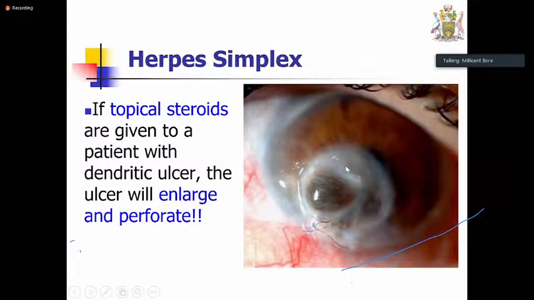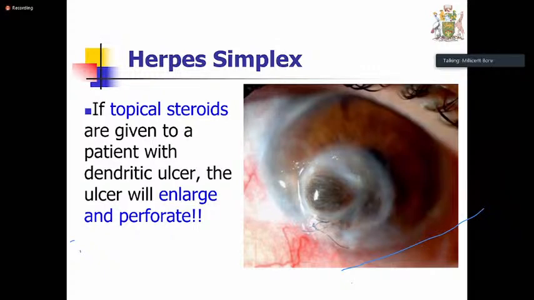You can see in this case, there's an ulcer, an infiltrate here. This place, as you can see, is thin and it looks brownish. That means that the eye has perforated, and now the iris, because there's no protective outer coating, is pushing out.